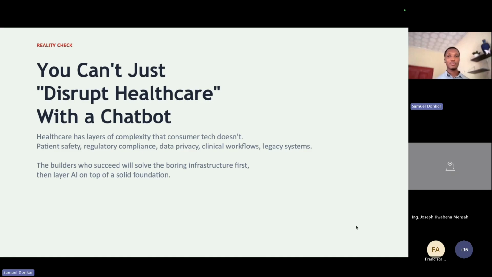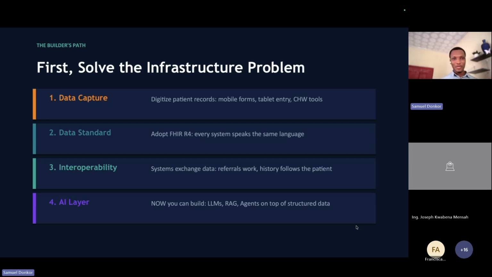Healthcare is very complex with different layers. There's the clinical workflow, legacy systems, data privacy, there's compliance and patient safety, all of that. So people actually solve the boring infrastructure first, right? So the data capture and all that, the processing, the standardization, and then layer AI on top of the solid foundation. So to recap, first, solve the infrastructure problem.